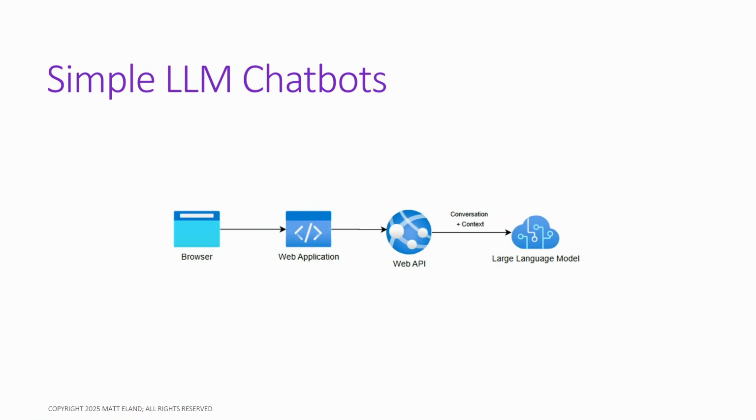So this is the architecture for a simple large language model based chatbot. At its basic level, you have a browser where the user is interacting with things. You have a web application, which represents your code that runs inside of that browser. This might be a static web application, or it might be something more dynamic, such as a Blazor application, something like that. And whenever the user types into something, it's sending a request to a web API. Now, this web API may be something that your company controls, or it might be directly to a large language model provider like OpenAI or something like that.